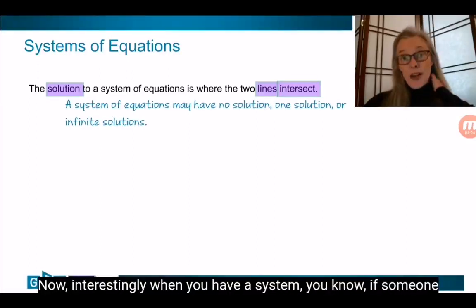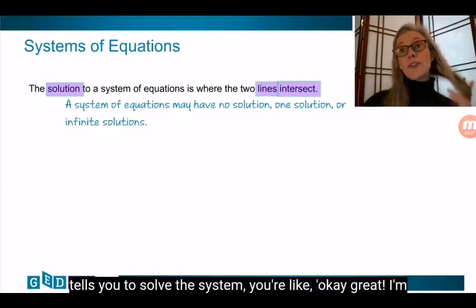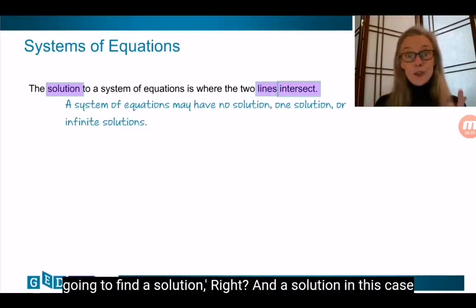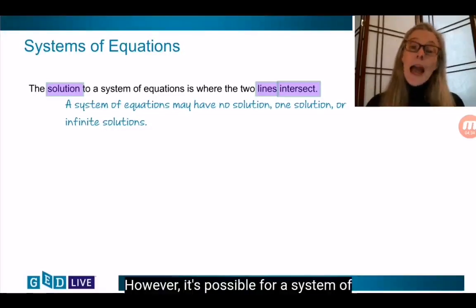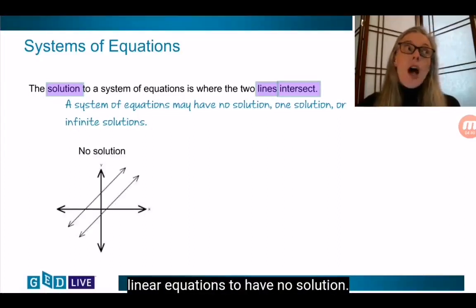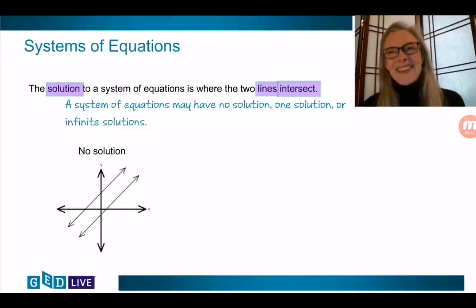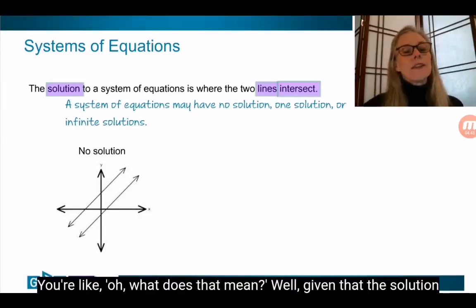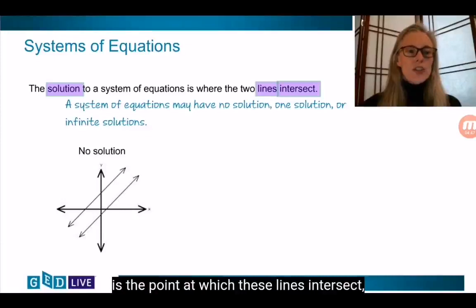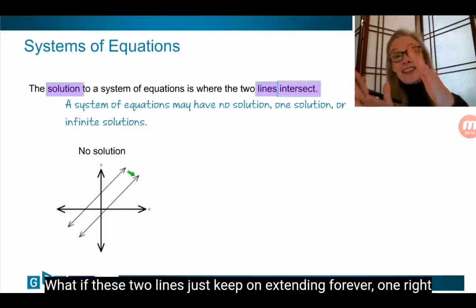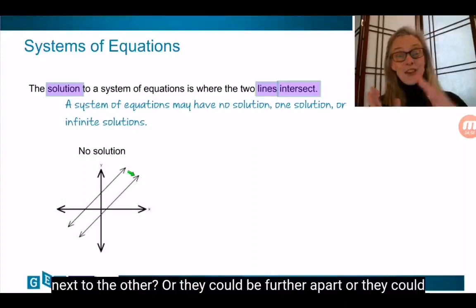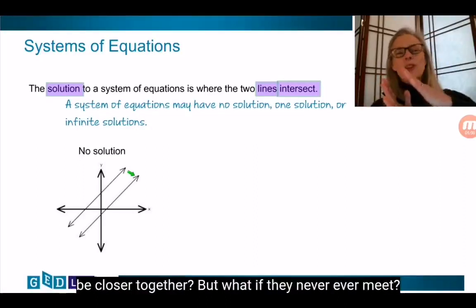Now, interestingly, when you have a system, if someone tells you to solve the system, you're like, okay, great, I'm going to find a solution, right? And a solution in this case would be an x value and a y value. However, it's possible for a system of linear equations to have no solution. You're like, oh, what does that mean? Well, given that the solution is the point at which these lines intersect, what if they never do intersect, right? What if these two lines just keep on extending forever, one right next to the other, or they could be further apart, or they could be closer together. But what if they never ever meet?